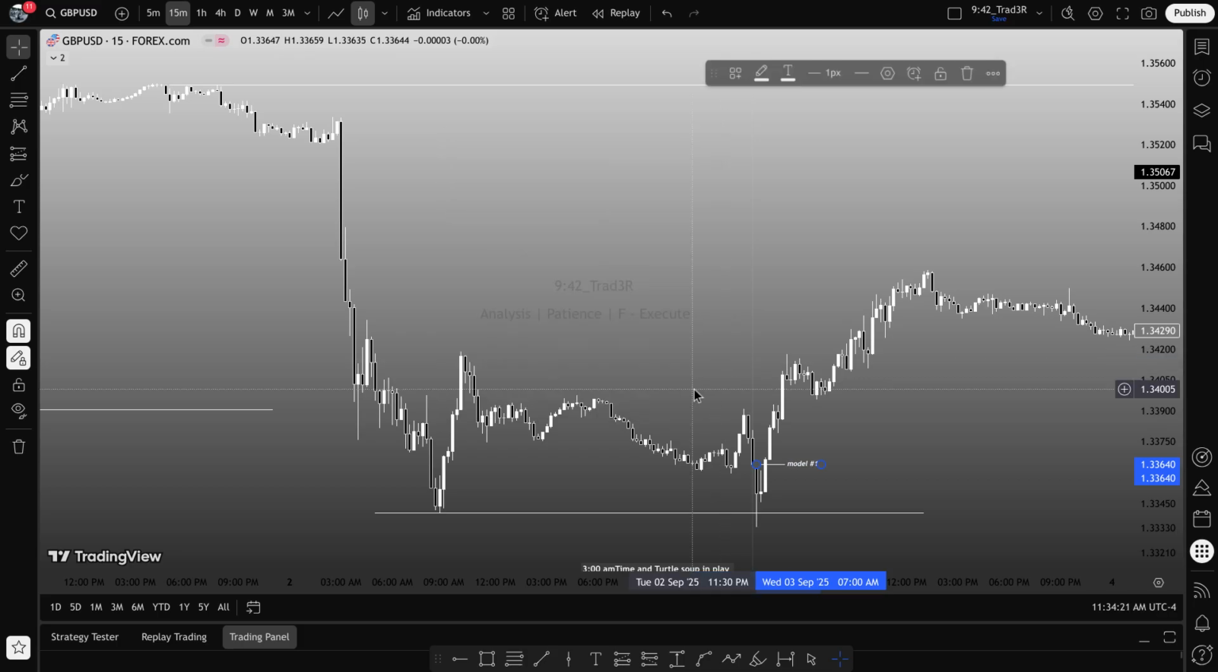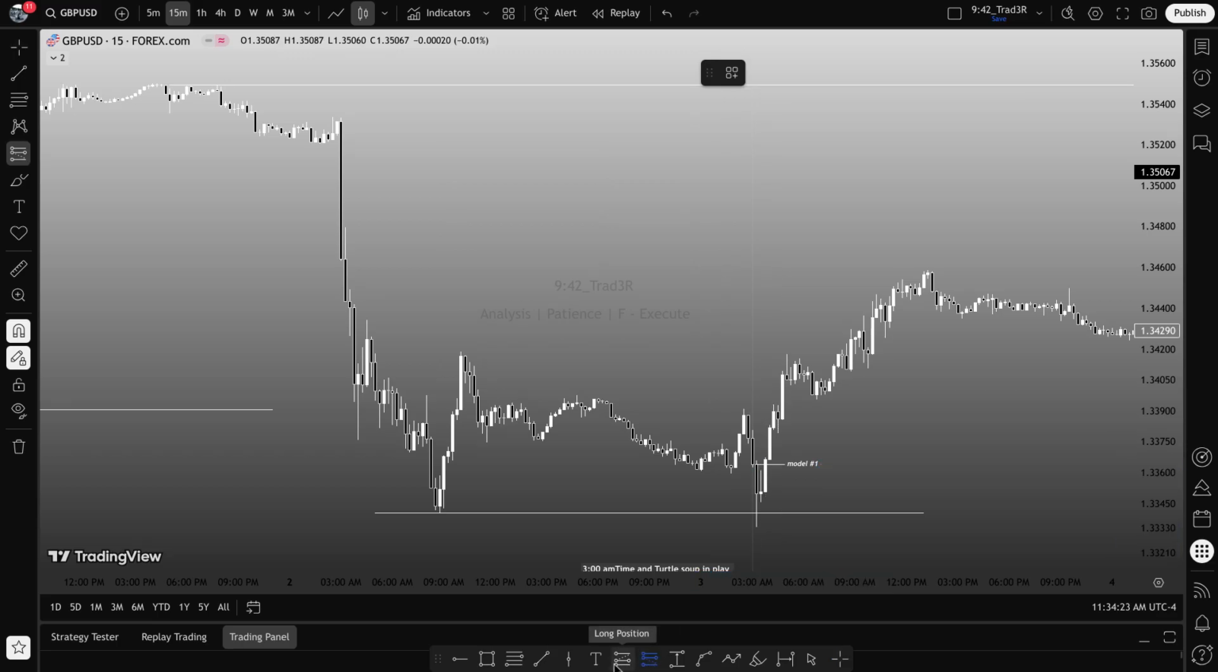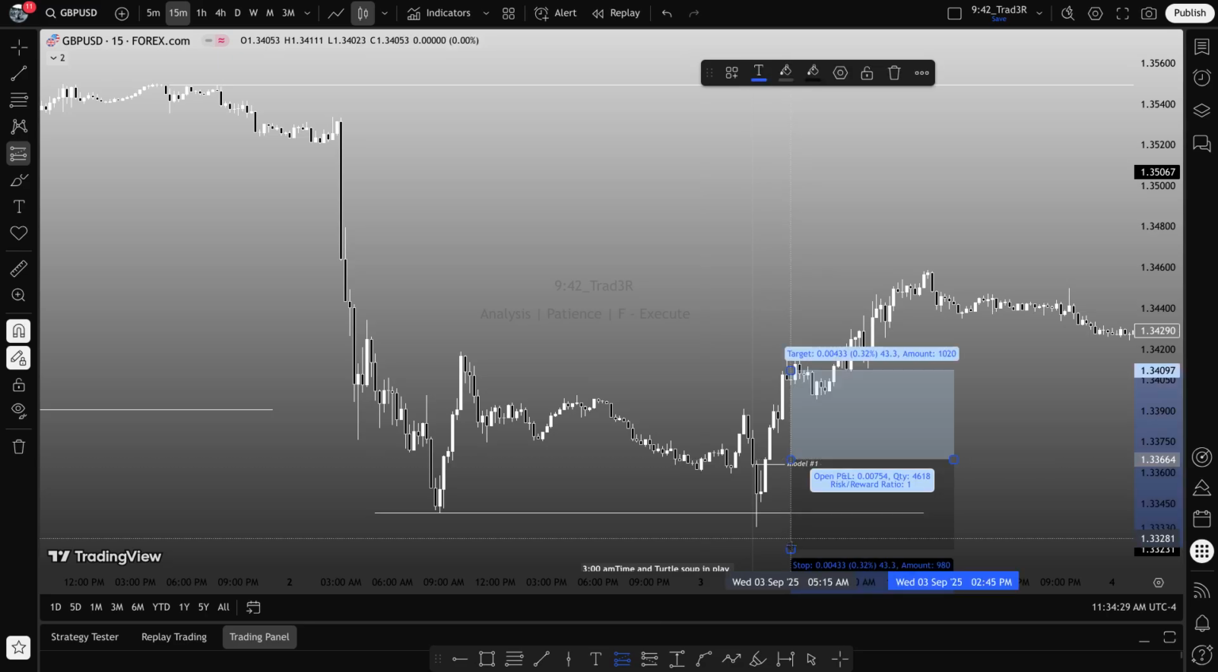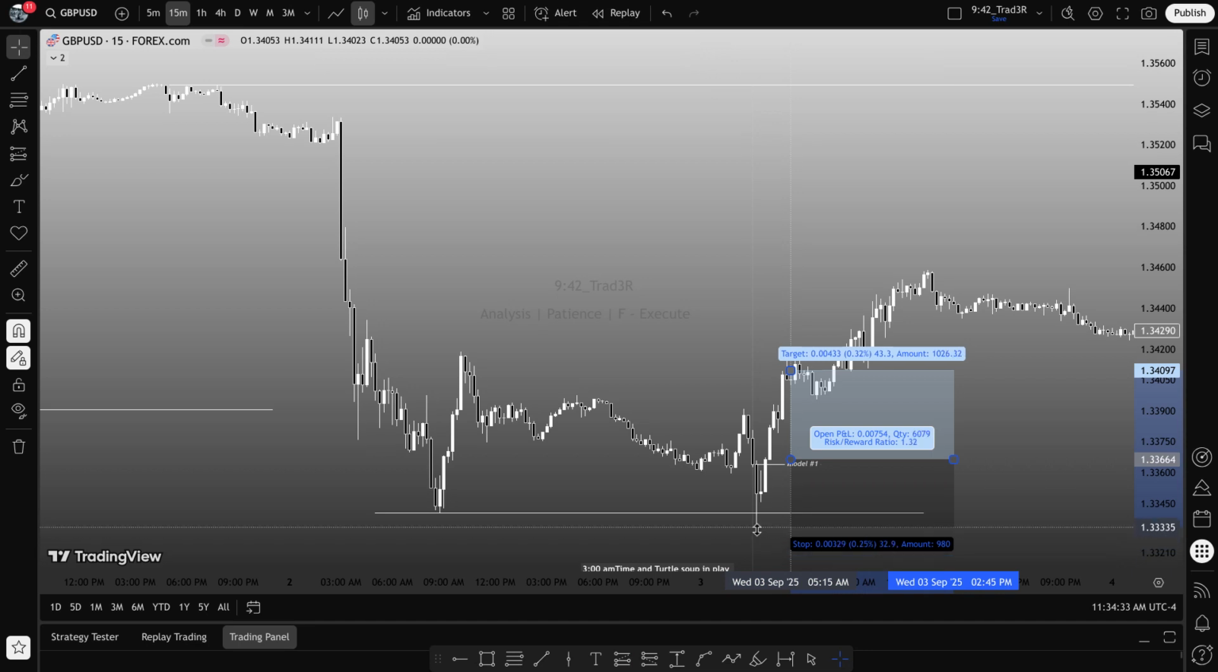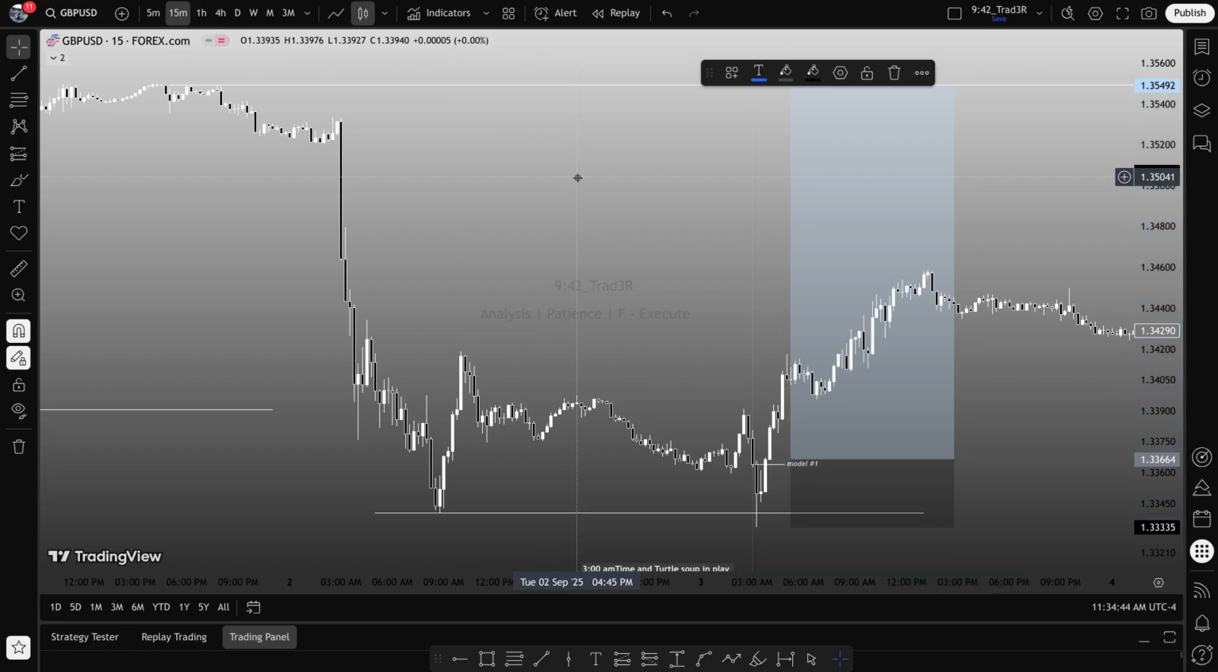Is this the model 1 entry? So entry at the close above this candle, that's the entry. So your entry is there, and your stop loss is that one particular candle low. That's the stop loss, and it targets the high of Tuesday range, which is somewhere around there, for a beautiful 1:5.